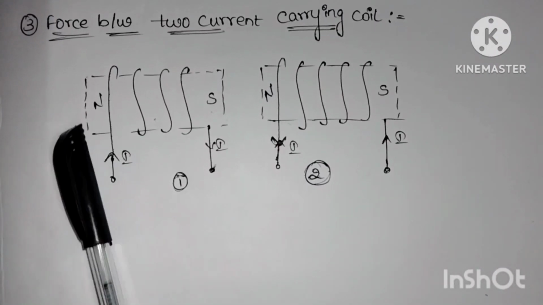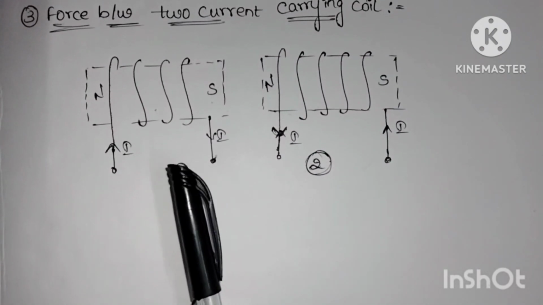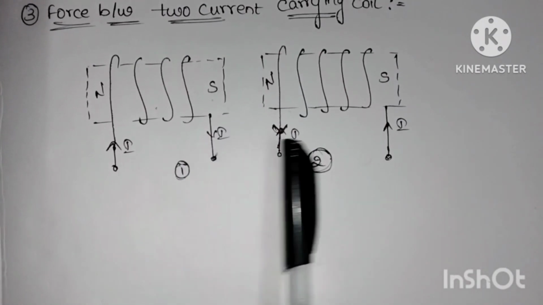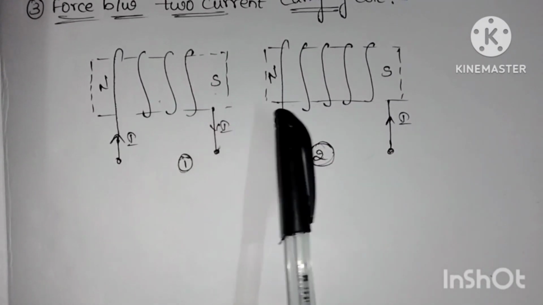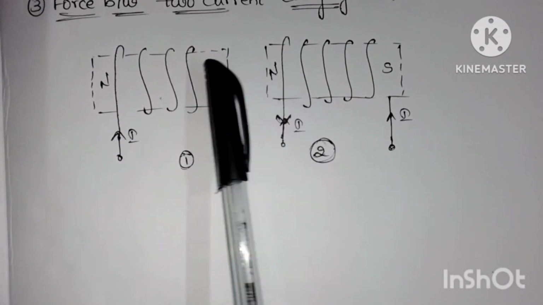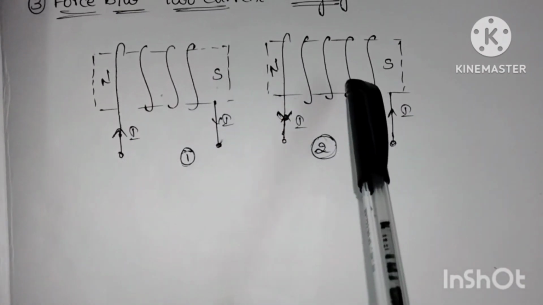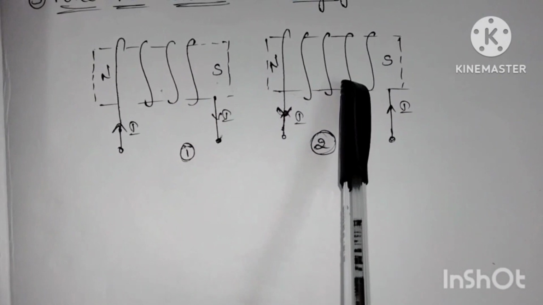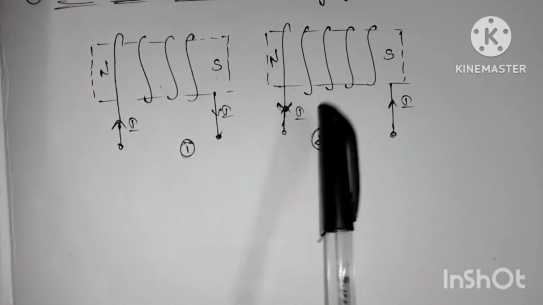Let us discuss the third case, force between two current carrying coils. Let us consider two current carrying coils. One is a fixed one and another one is a movable coil. Whenever two current carrying coils are placed closer to each other, there will be a force of repulsion between the two coils. If one coil is movable and another one is fixed, the movable coil will move away from the fixed one. This principle is used in the electrodynamometer type instrument.